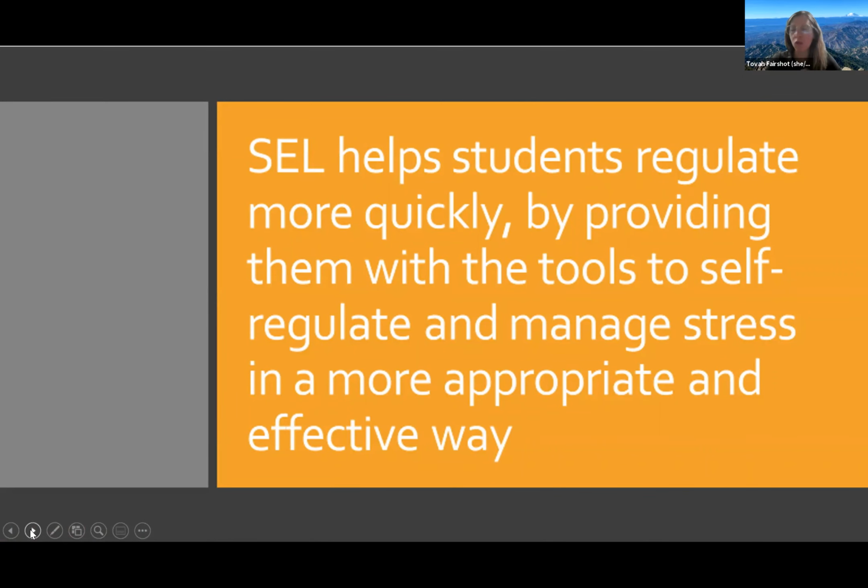And that's what social and emotional learning is all about. It's helping our students regulate more quickly. We are providing them with the tools to self-regulate, to manage stress in a way that is more appropriate and a way that is more effective. We don't want our students to constantly be living in a fight, flight, or freeze, right? In an alarm reaction. We want them to have the coping skills, the regulation skills.